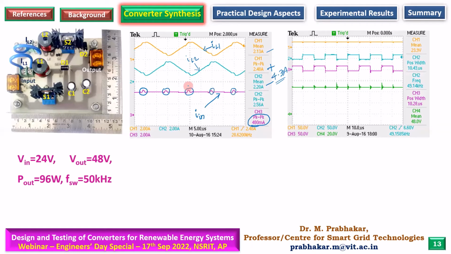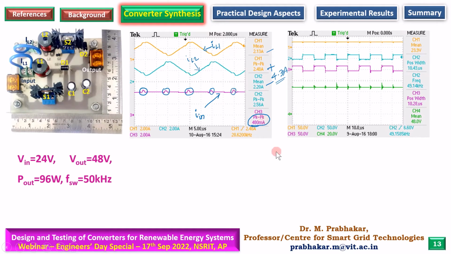And why do we get this? Because we are testing in practice, reality, not theory, not simulation. If it was ideal, it would be a perfectly flat waveform. But in practice, you will have these small glitches because no two inductors will be perfectly identical. You are switching at this instant, so there will be a small spike. That small spike is reflected here. That is the reason for this 480 milliamperes.